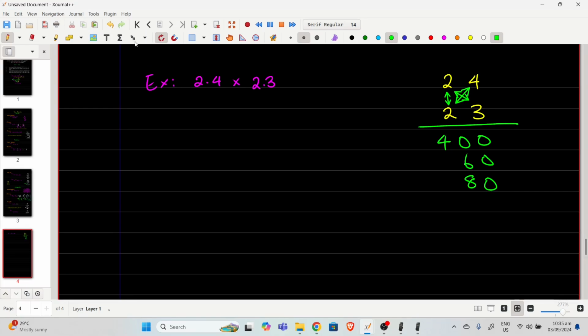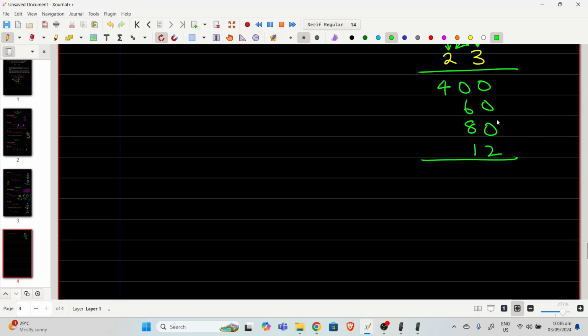And then I have the 4 by the 3, which is simply 12. So I'm just going to put that over here, 12. And then from there, we're going to add, no, I can just add these directly, right? And I will get 5, 5, 2.